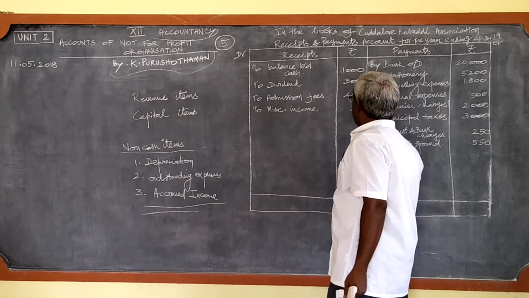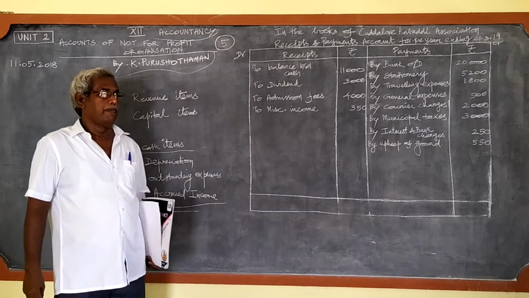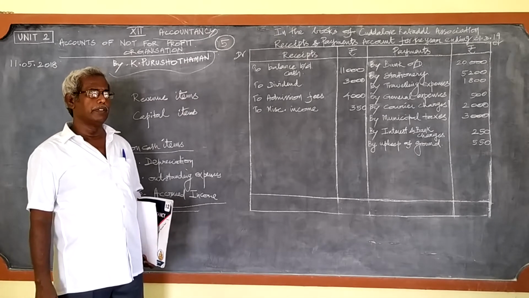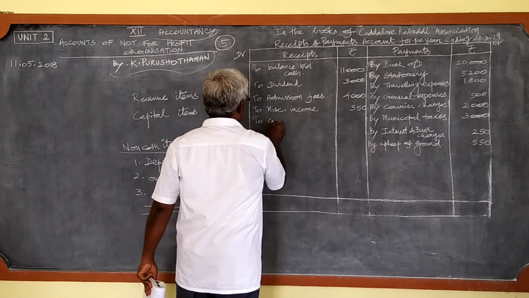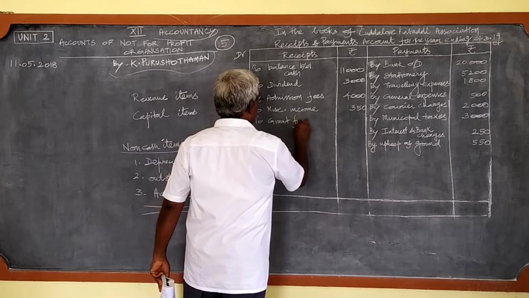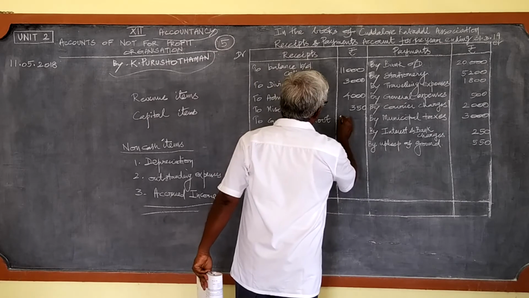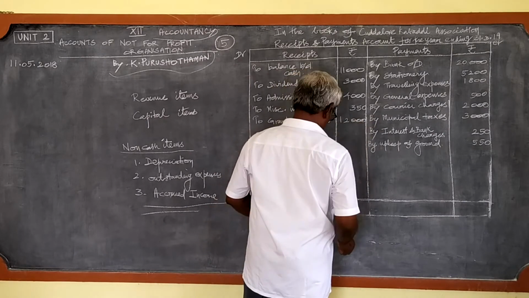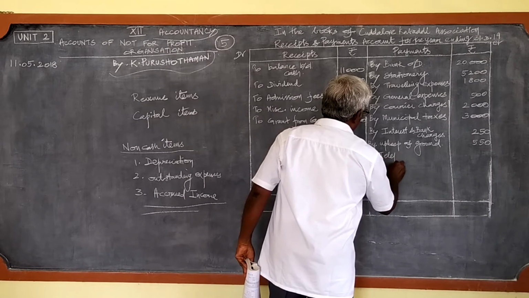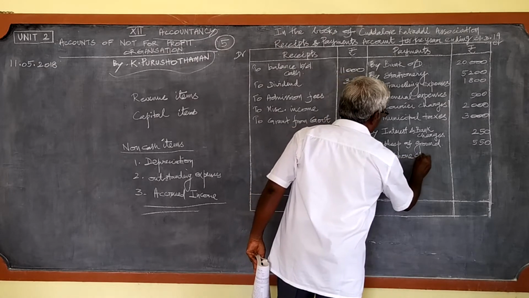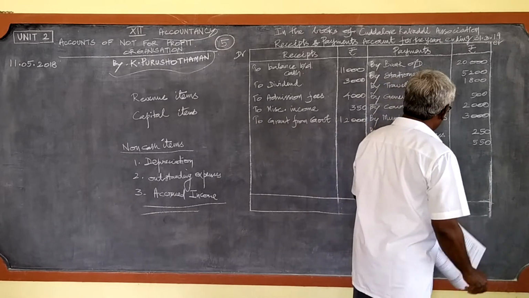Then grant from government. Government is giving some financial assistance to these kinds of clubs. So it is a receipt, to grant from government. The amount is 12,000. Telephone charges paid, by telephone charges 2,800.